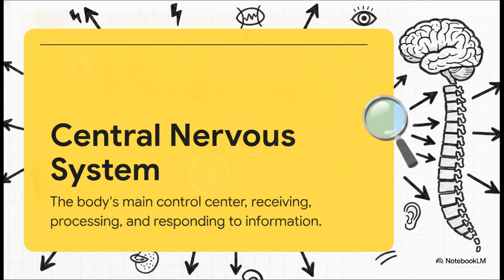To really get gray and white matter, we've got to start macro. The central nervous system, or the CNS, is made up of two main parts, your brain and your spinal cord. Think of the CNS as your body's ultimate main control center. Its whole job is receiving, processing, and responding to every bit of information coming from your entire body.